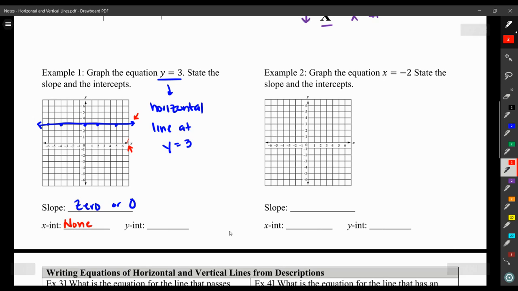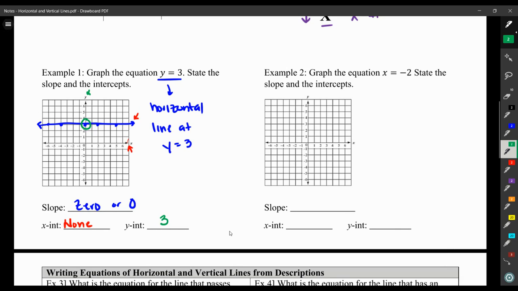Be careful not to put a 0 there, because if you tell me that the x-intercept is 0, you're telling me that it crosses the axis right here, which isn't true. So make sure you're not putting 0. Make sure you write the word none if it doesn't have one. The y-intercept is where this line crosses the y-axis, and it's right here, right at 3.